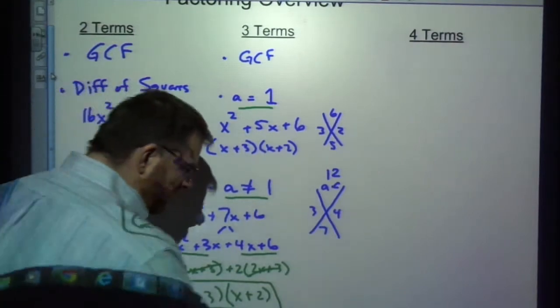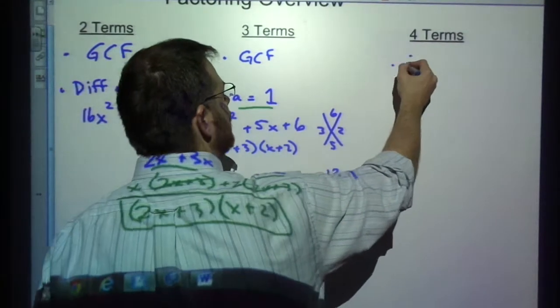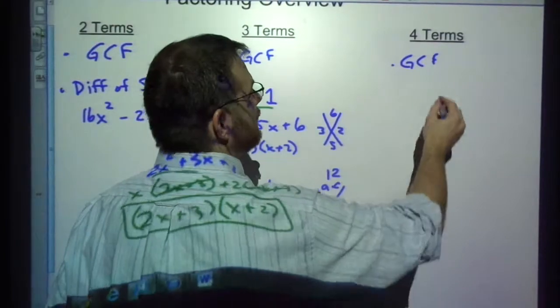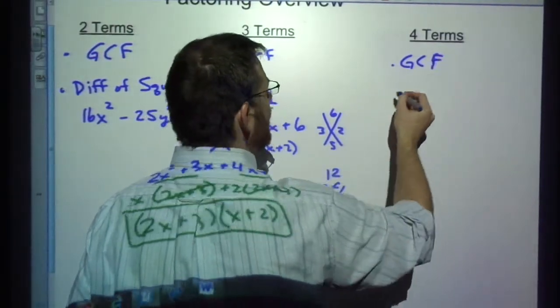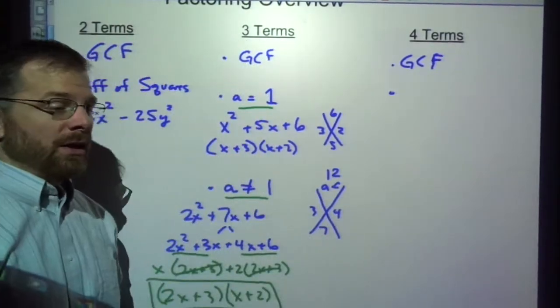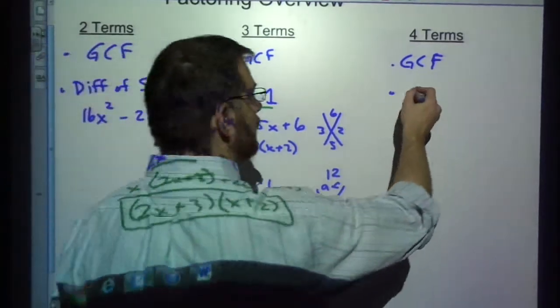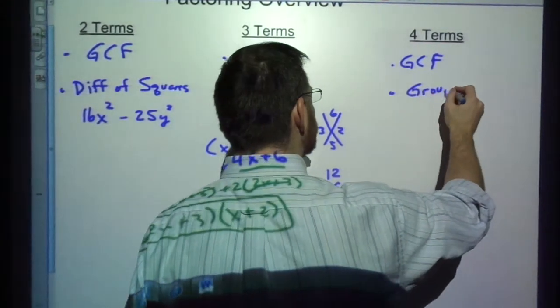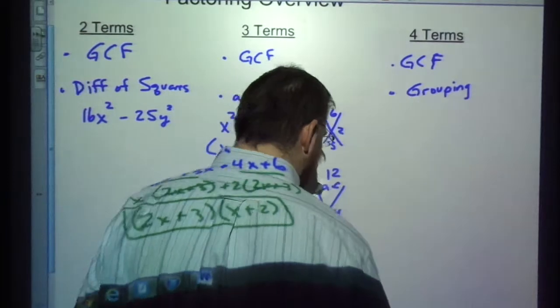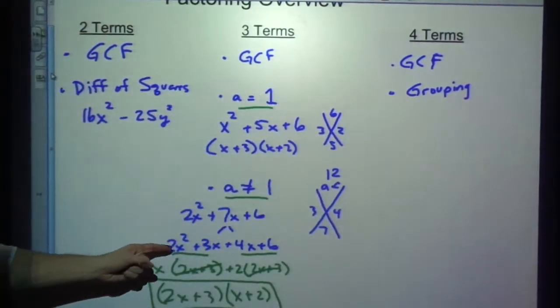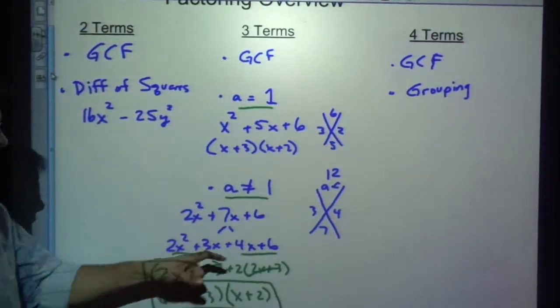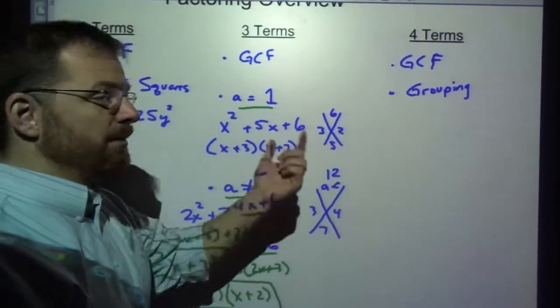If there are four terms, always check for greatest common factor first. And then, the other thing to look for, if there's four terms, we know we can do grouping. Something like this. If it was sitting here as 2x squared plus 3x plus 4x plus 6, there's four terms. Grouping is the method that works.